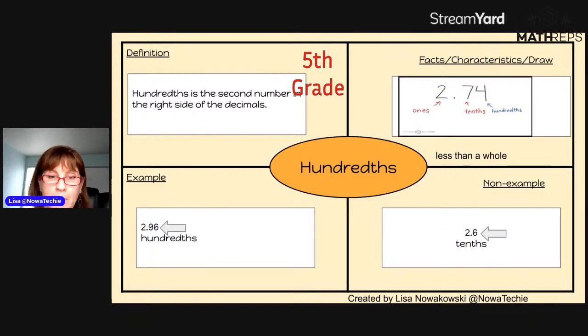In this next example, I really like this one too. The student wrote down what they felt the hundredths was, and so they recognized it as a place in the place value system. They showed what the characteristics were. It's less than a whole. I love that they wrote that there as well. And then they gave an example, they pointed to it. And then they gave the non-example that this is in the tenths place.